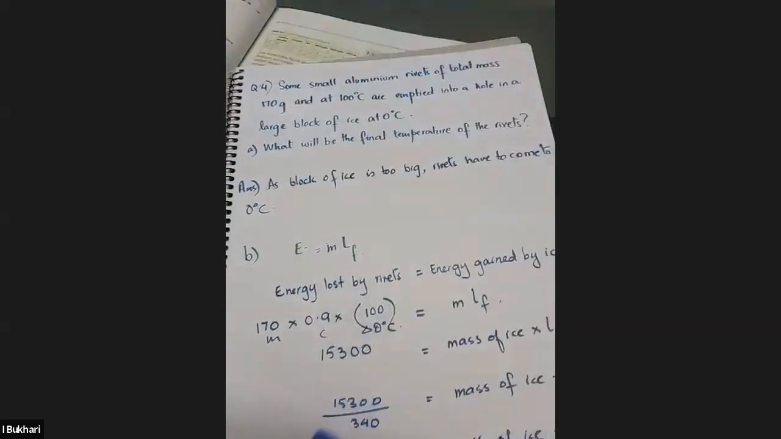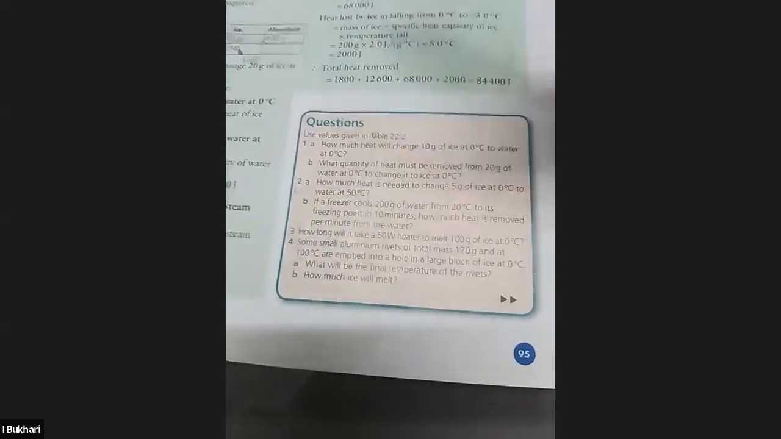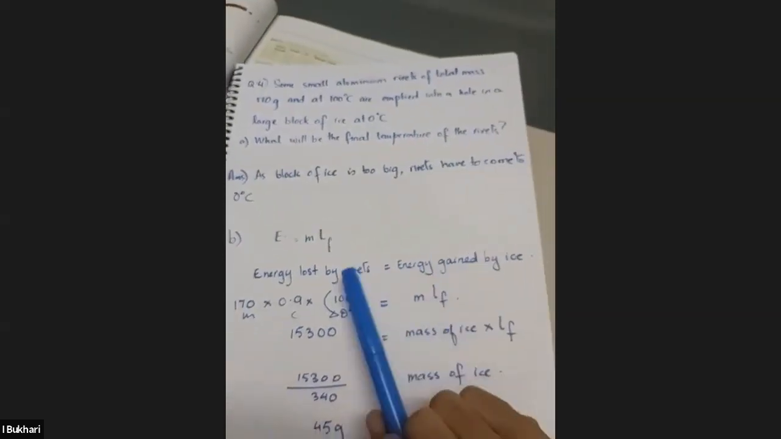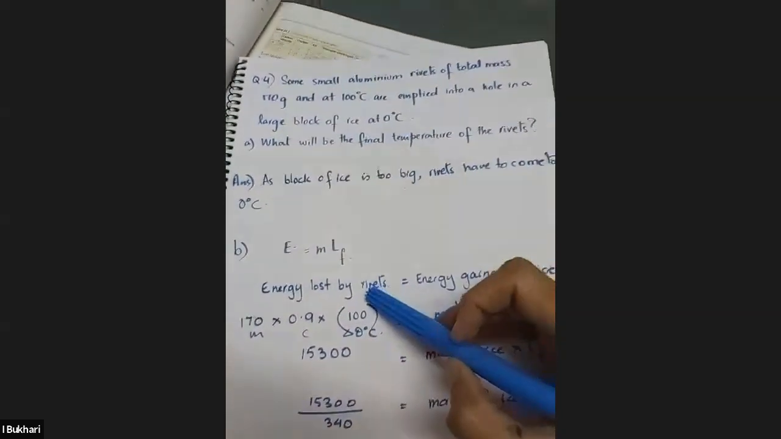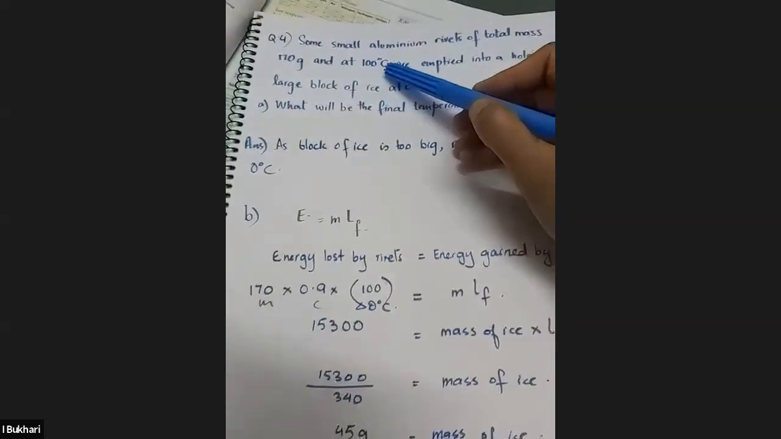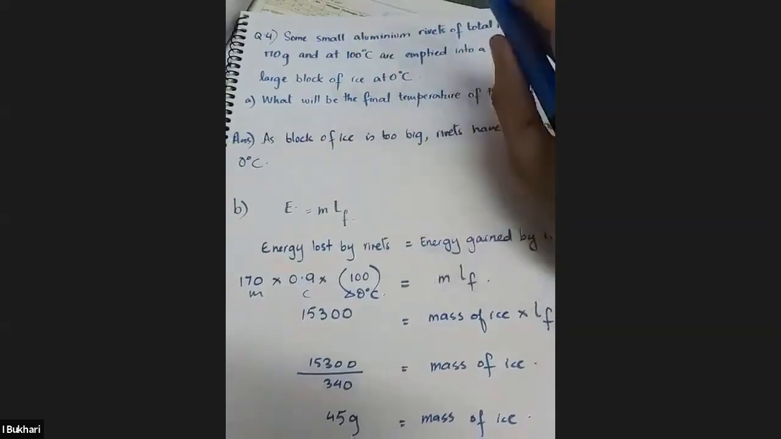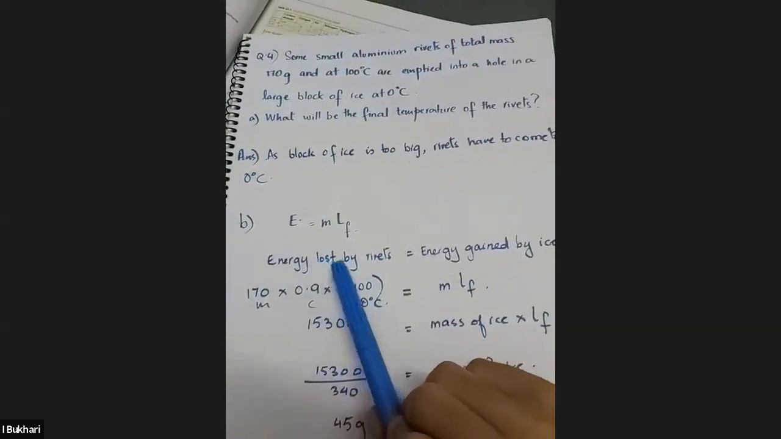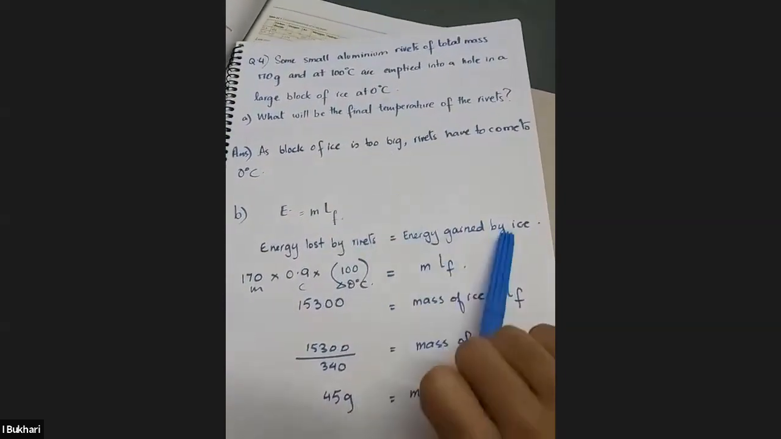Okay, now part B is asking, what is part B asking? How much ice will melt? That means we have to calculate the mass of ice. So again, we will make use of the law of conservation of energy. Energy lost by rivets, because the initial temperature was 100 degrees Celsius, right? It's pretty high. So that was the initial temperature, and final temperature is 0 degrees Celsius, right? So energy is being lost by rivets, they're getting cooled down, and energy is being gained by ice. And we will assume that they are equal to each other.